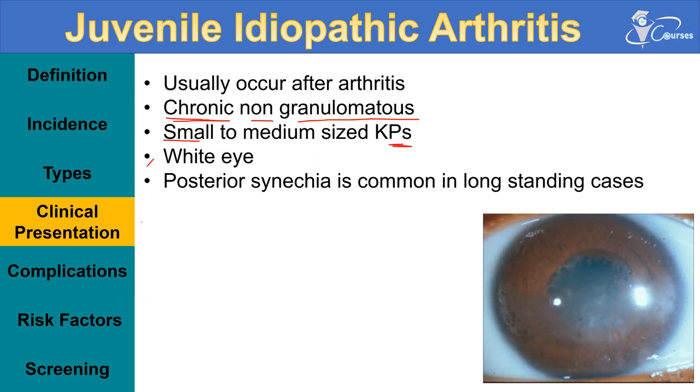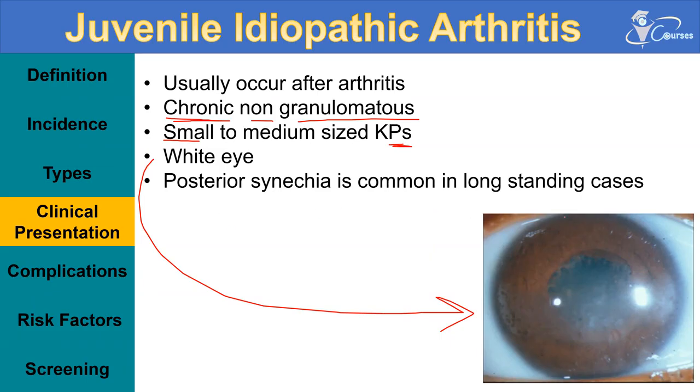The striking feature here is that it is a white eye. So those patients usually don't complain of pain, don't complain of redness, or the mother or the father don't notice any abnormality in their eyes. That's why those patients should be screened in order to detect them, because those patients will just lose their vision very silently.